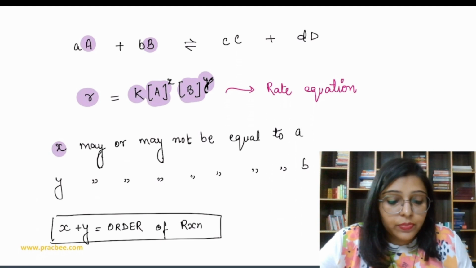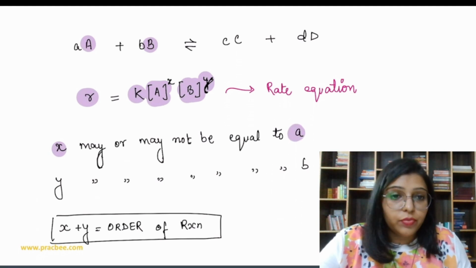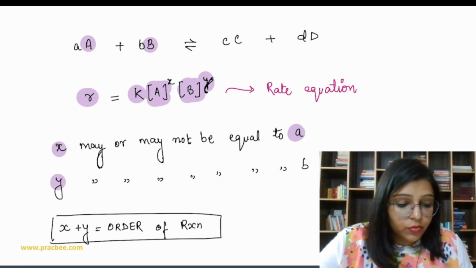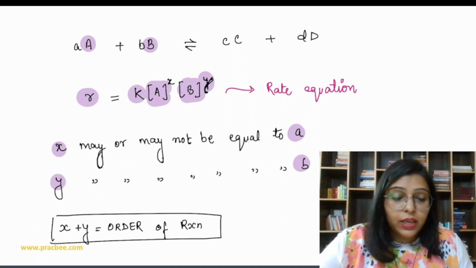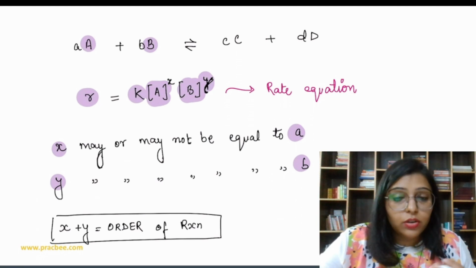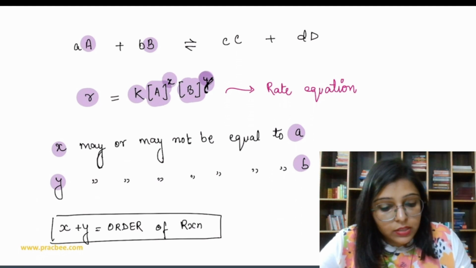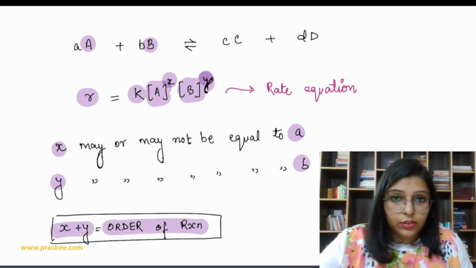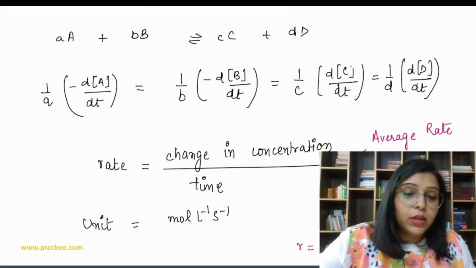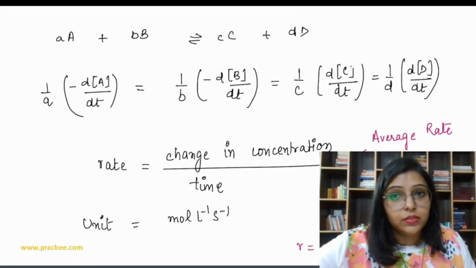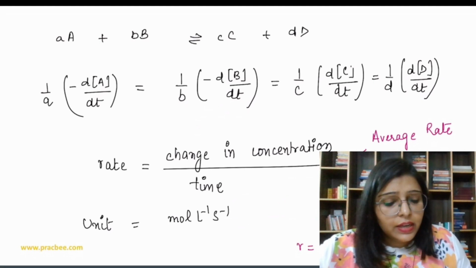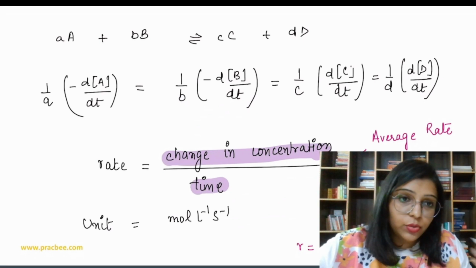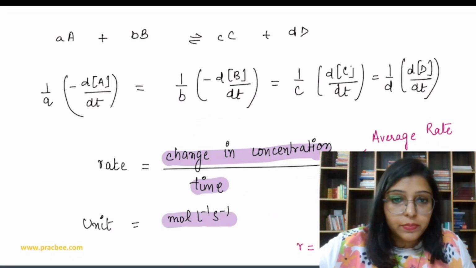And now this x may or may not be equal to the coefficient of the reactant A, and y may or may not be equal to the coefficient of the reactant B. If we add the power of concentration of A and B, that is x plus y, then we can find out the order of the reaction. Okay, so for a particular reaction, we have the rate law, or we can say what is rate? Rate is the change in concentration per unit time, and on the basis of that, what is the unit of rate? That is the mole per liter per second.